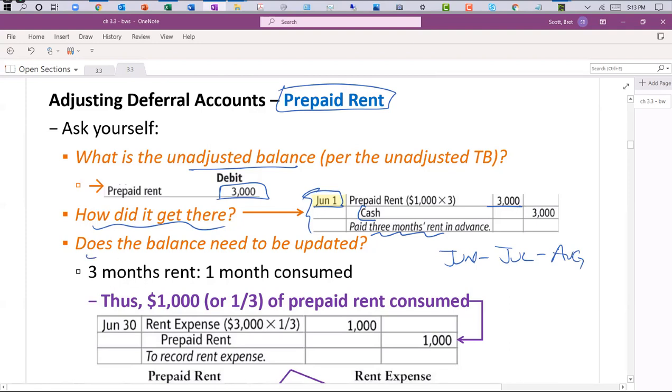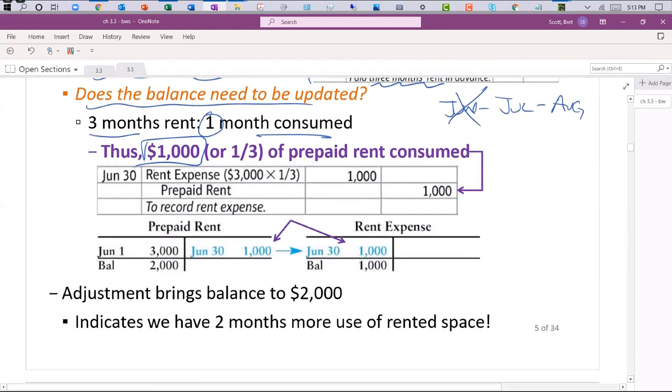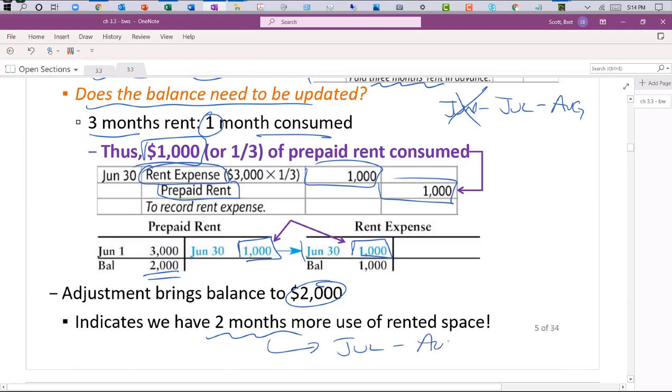So the question we have now is, does the balance in the account need to be adjusted? Well, June is done. So of the 3 months we prepaid, 1 month was consumed. Therefore, we need to recognize $1,000 of rent expense. So down below, we're going to debit rent expense for that $1,000, and we're going to reduce the prepaid rent account by $1,000. When we post the effects of that journal entry to the ledger, we see that prepaid rent now has a $2,000 balance. That $2,000 balance represents 2 more months of rental space available to us for July and August.